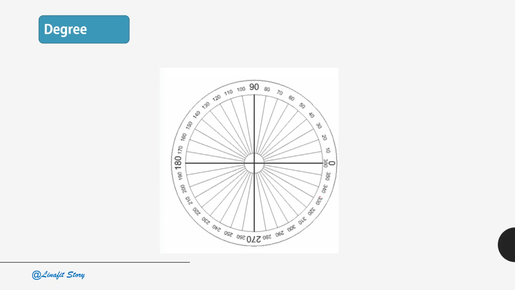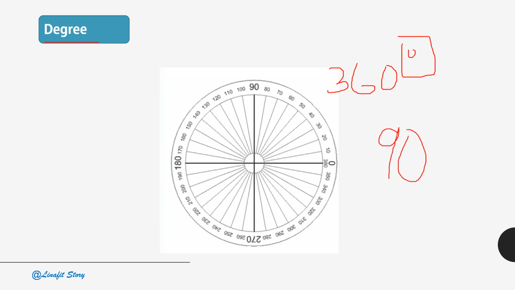We can measure angles in degrees. There are 360 degrees in one full rotation. One full rotation means one complete circle round. And then we use a little circle following the number to mean degrees. So for example, this is 90 degrees. So a full circle is 360 degrees.